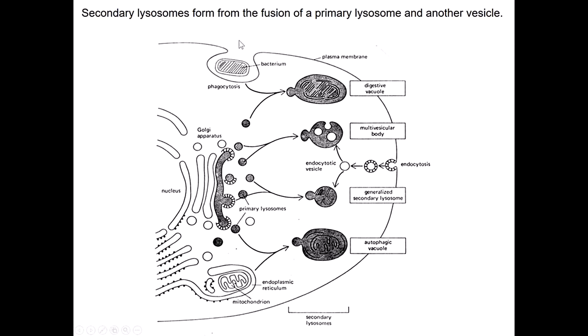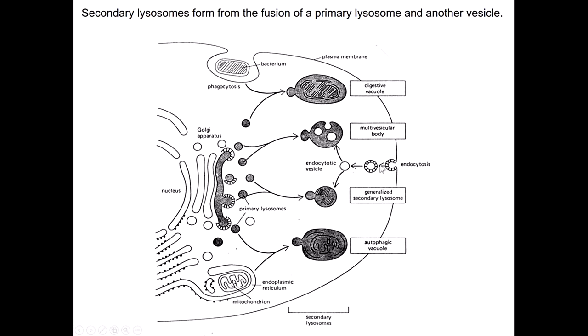Then once that phagocytic vesicle fuses with a primary lysosome shown here, we call it a secondary lysosome, in this case a digestive vacuole. You can also have small vesicles being endocytosed from the surface of a cell. If they have a clathrin-coated surface, we call that a clathrin-coated vesicle. Sometimes the vesicles don't have clathrin around them, so that's just an endocytic vesicle. These are not any form of lysosome. These are just endocytic vesicles.